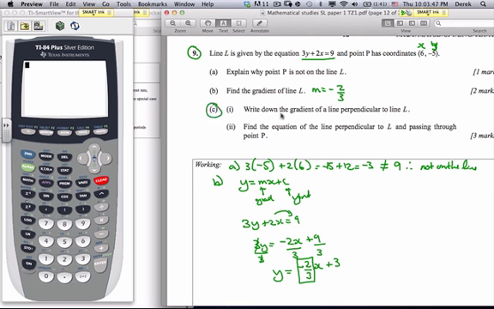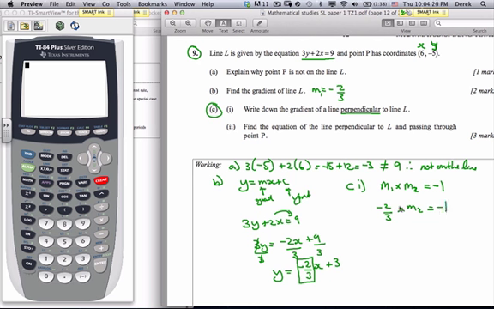Question C, 1. Write down the gradient of the line perpendicular to L. Now when two lines are perpendicular, the slope of the one times the slope of the other, so called m2, is equal to -1. So if this one is m1, we're going to get minus 2 over 3 times the slope of the other line, the one that we want to find, m2, is equal to -1.